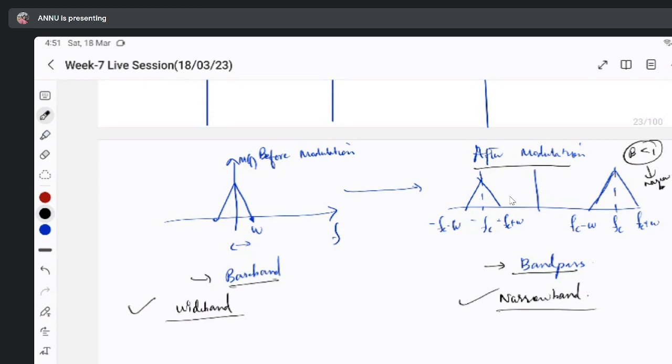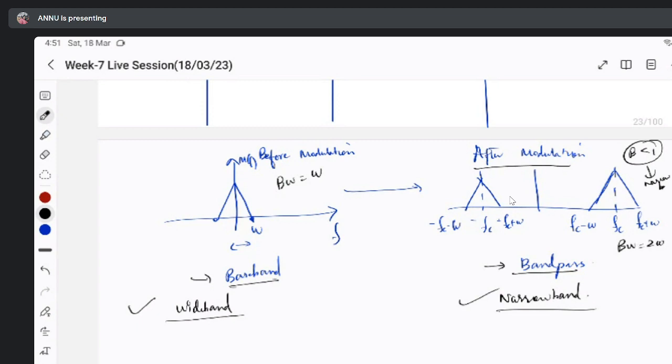Ma'am, I have one more doubt. Why are we applying this wideband and narrowband concept here? The bandwidth of this signal is actually the same. This shifted signal is also two times FM, or in case of SSB it will be simply FM, and here also it is simply FM. So why are we considering it wideband and this as narrowband? Yeah, you are right, the bandwidth here is 2W and here the bandwidth is 2W.